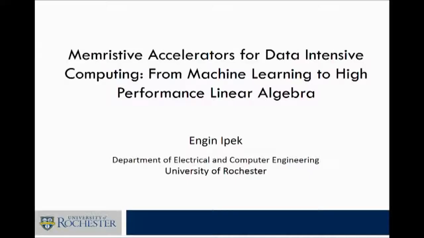Today I'm going to talk about some of our work in using emerging memory technologies to accelerate important classes of workloads, including some from the domain of combinatorial optimization and machine learning.